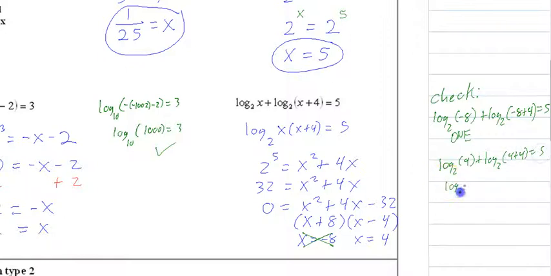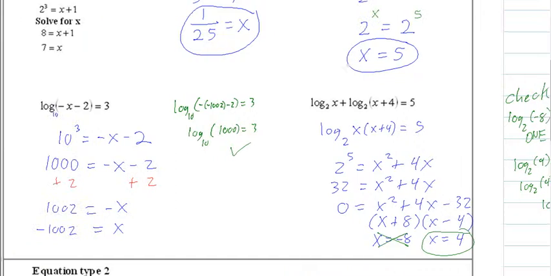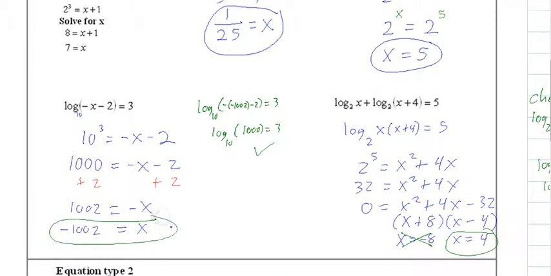So that's log base 2 of 4 plus log base 2 of 8 equals 5. So we're good. And you plug them in, they work. So it's log base 2 of 32, and 2 to the 5 is 32. It checks out. So 4 is our answer. And that's what we do when we have one log or a bunch of logs and a number.